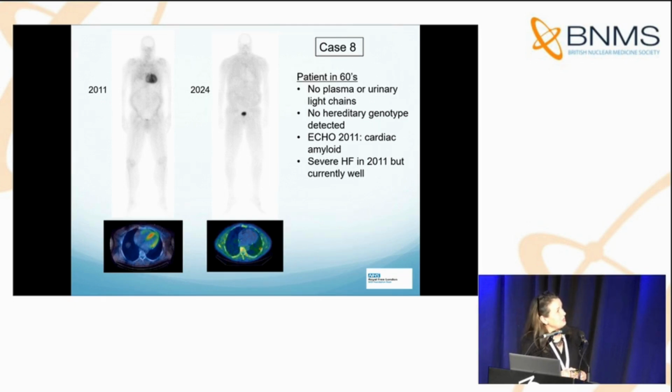More clinical information on this patient. No plasma cell dyscrasia, no hereditary genotype detected, and in the echo from 2011, cardiac amyloid was diagnosed. The patient at this time, back in 2011, had severe heart failure, but is currently well.